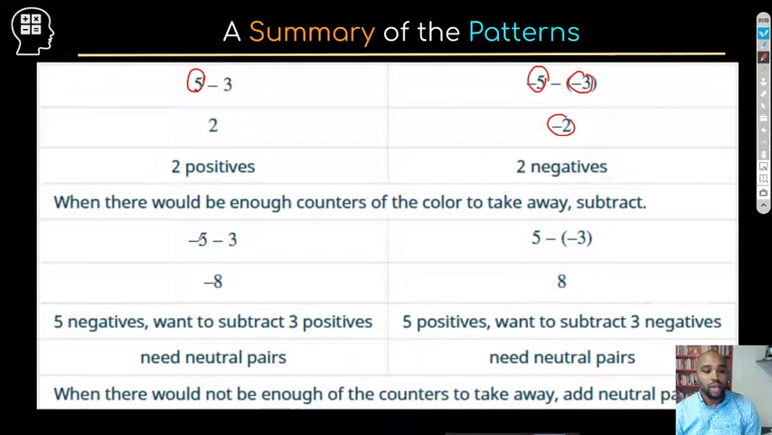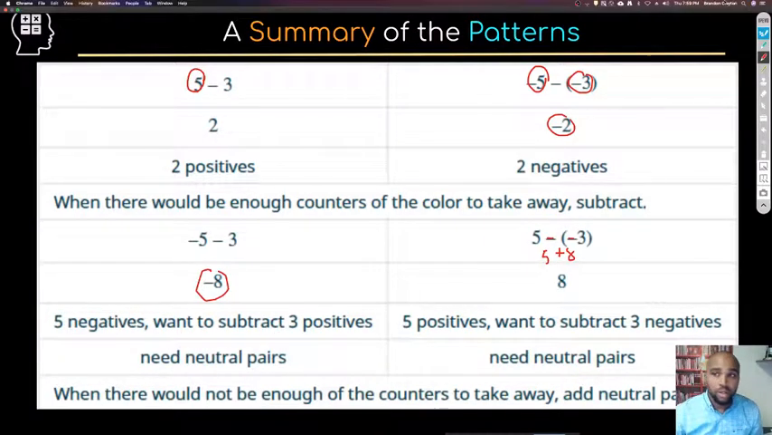However, you've got negative 5 minus 3: 5 negatives, and you want to subtract 3 positives. We don't have any positives, so we need neutral pairs, and this is where we have to remember that this is going to end up being a negative 8. These two end up turning into a plus, so that's 5 plus 8. So when there would not be enough counters to take away, we add neutral pairs.